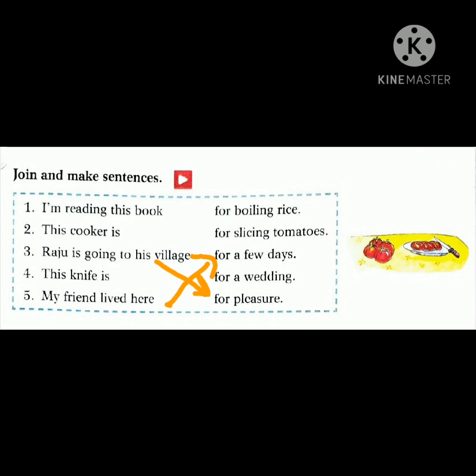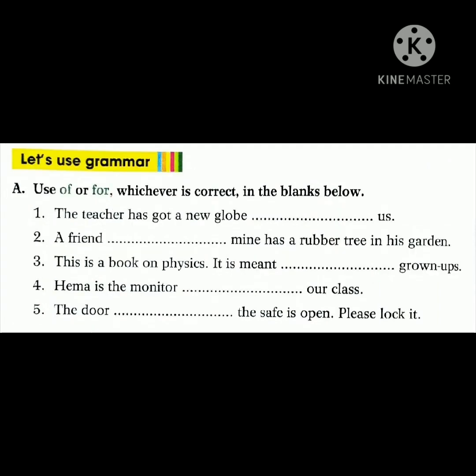Okay. Now just move forward for the next practice exercise. Let's read instructions first. Use of or for whichever is correct in the blanks below. So first one, the teacher has got a new globe for us. Yes. Second, a friend of mine has a rubber tree in his garden. Now third one, this is a book on physics. It is meant for grown-ups.